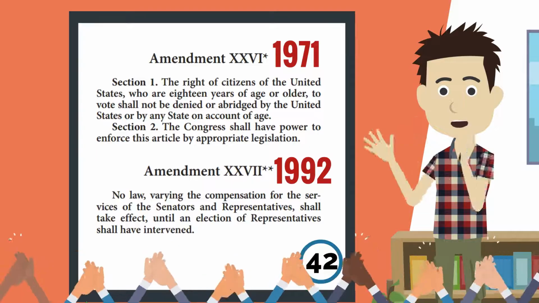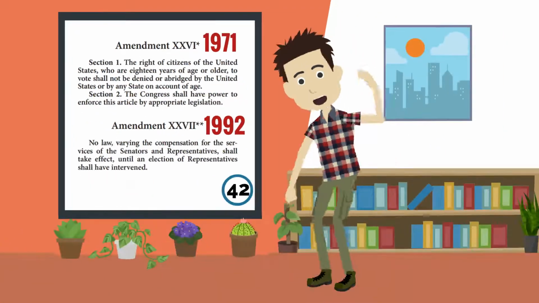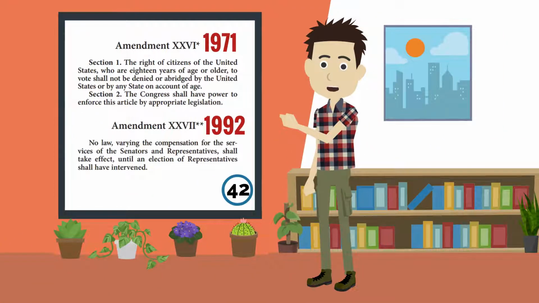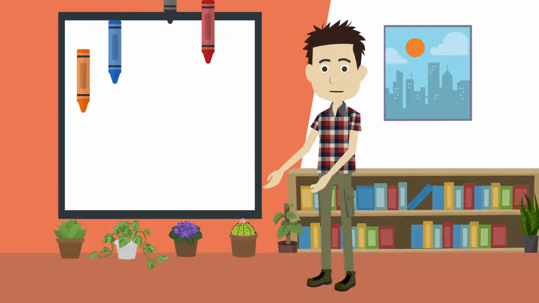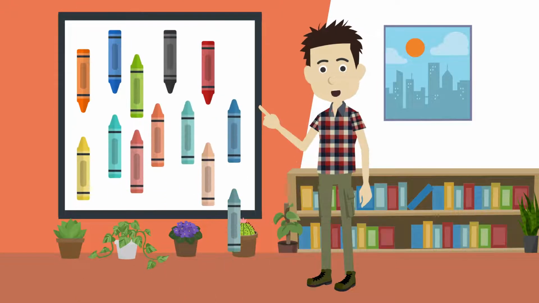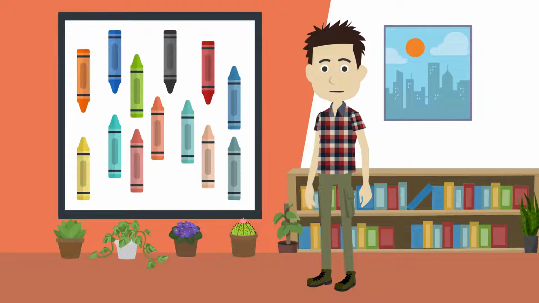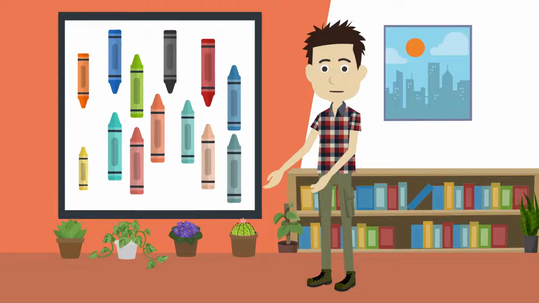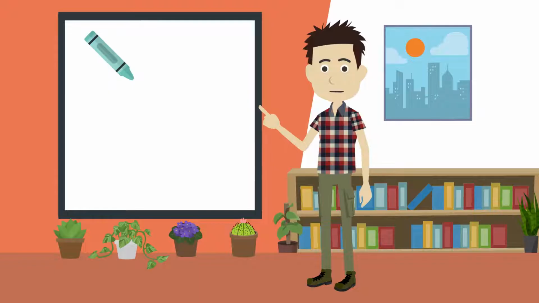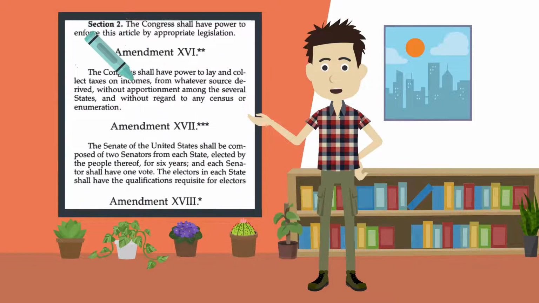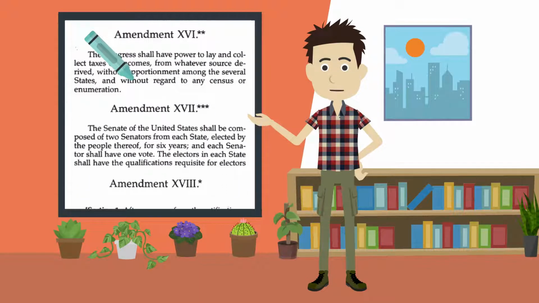Hard work, but it was worth it. But guess what? We got a little more work to do. We're going to color these amendments. So let's pick one color for all the amendments written in the 1900s. That'll make it easy. Now I'm going to pick turquoise. Did you pick yours? All right, you and I are going to have a little bit of fun with this coloring.